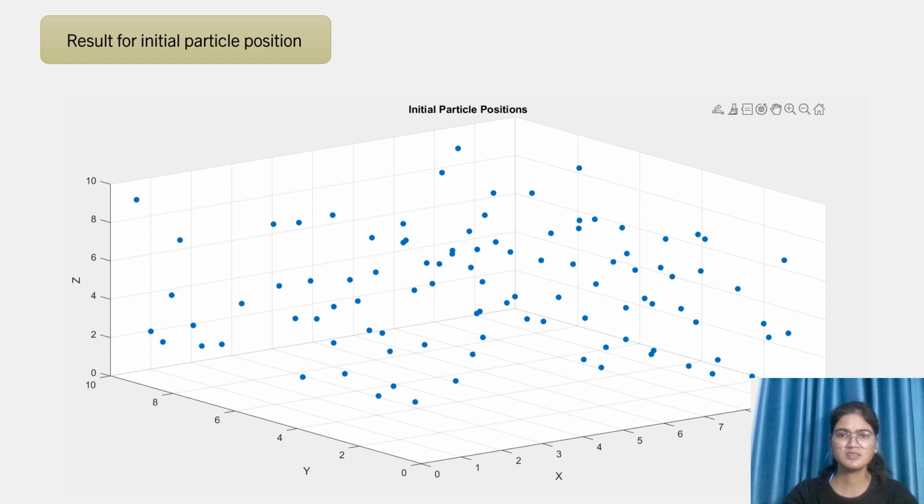This is the result. There is no change in parameters. It is the initial position, which is a fixed position in the box.